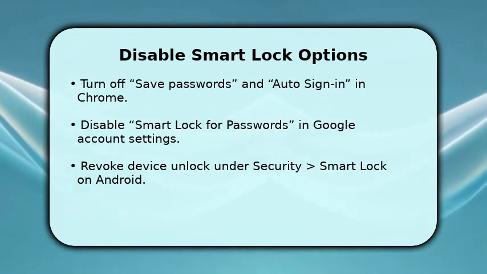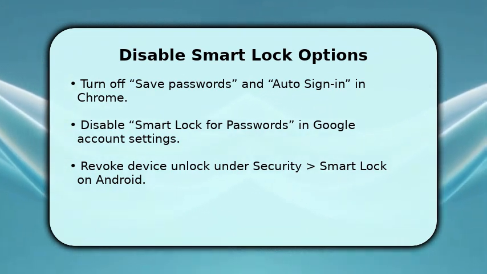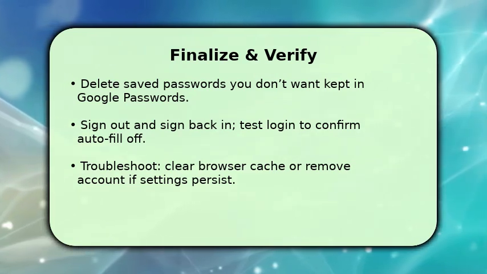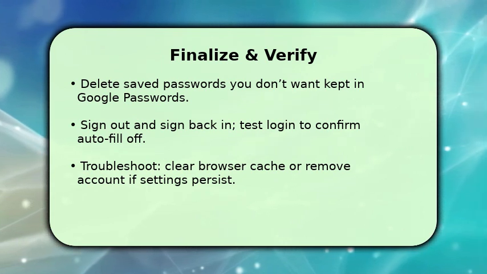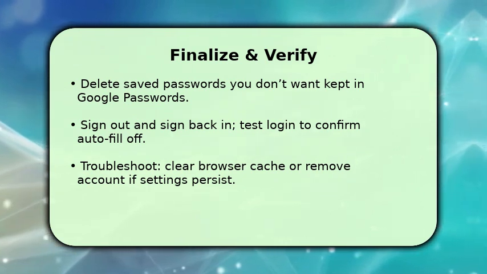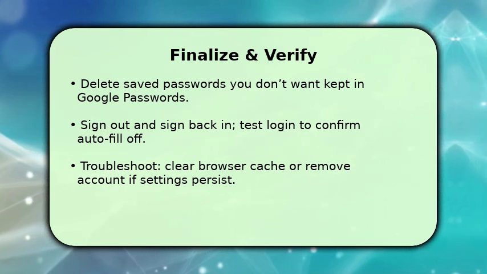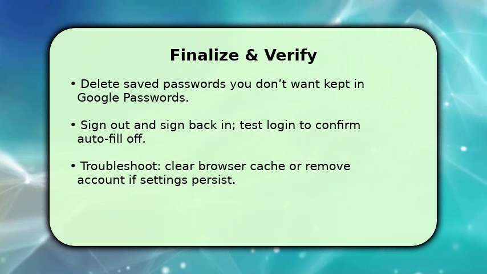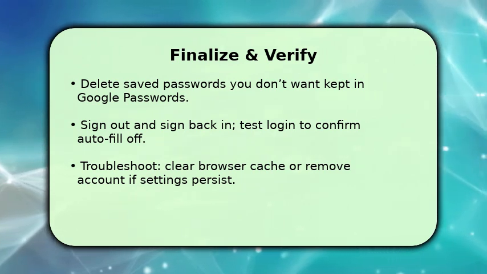Finish by removing stored passwords you no longer want in Google Passwords. Open Passwords.Google.com and delete entries. Then sign out of the Google account on the device and sign back in, or restart the device to ensure toggles apply. Test by visiting a site where you previously auto-signed in. You should be prompted to enter credentials manually.